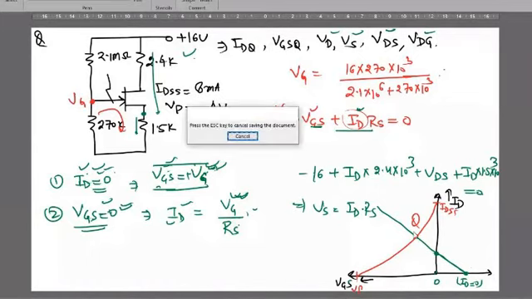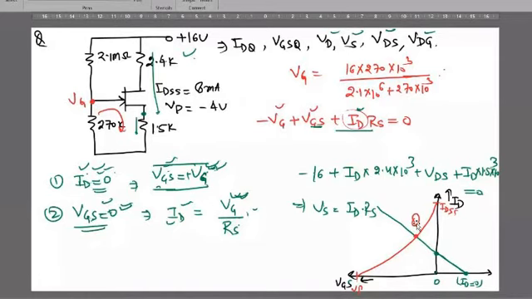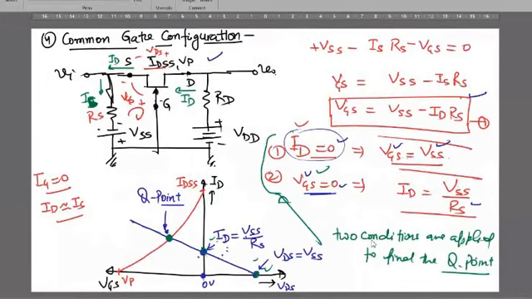So a similar kind of exercise we are following over here. And finally, we can apply a trivial equation in the output loop, and we can find the equation. Let me solve one numerical.